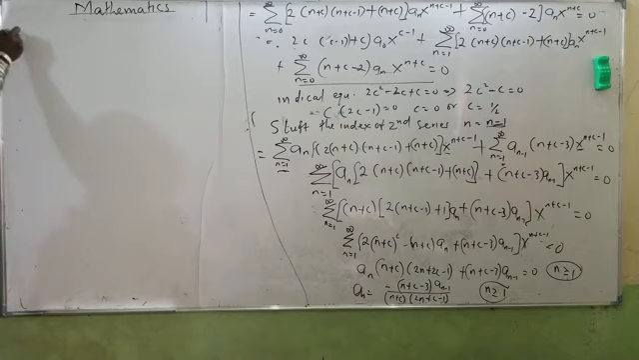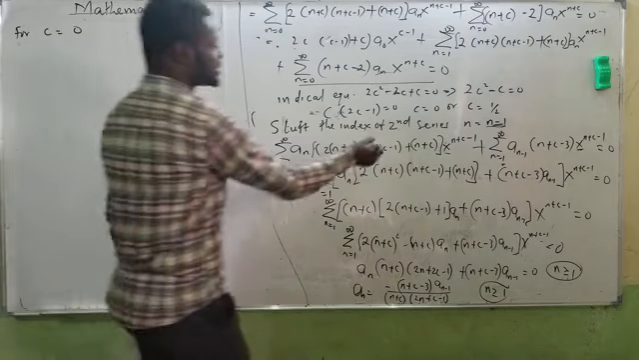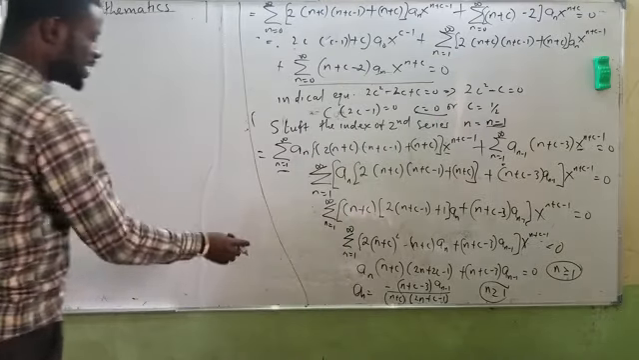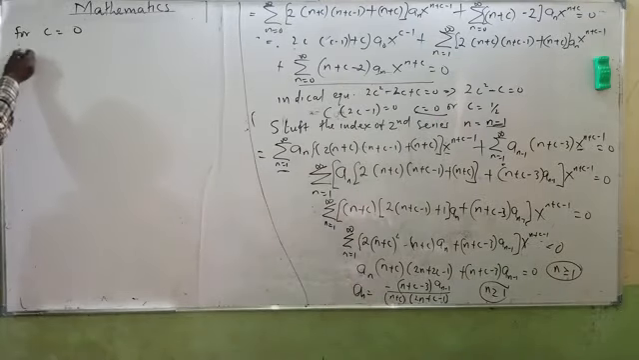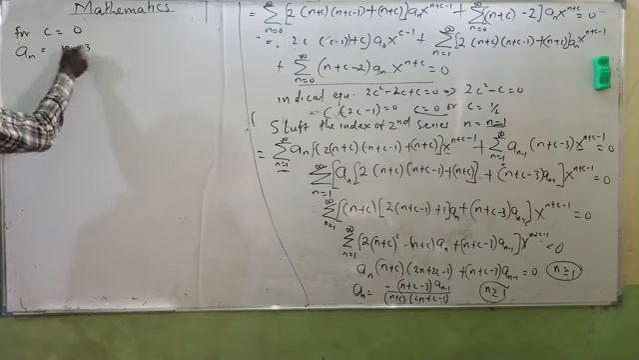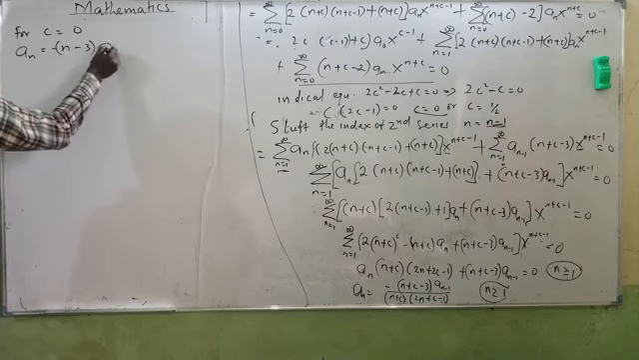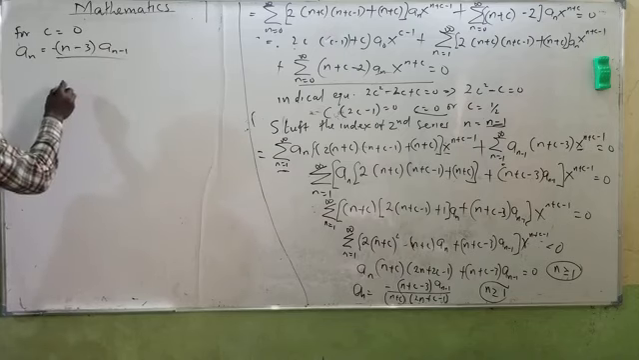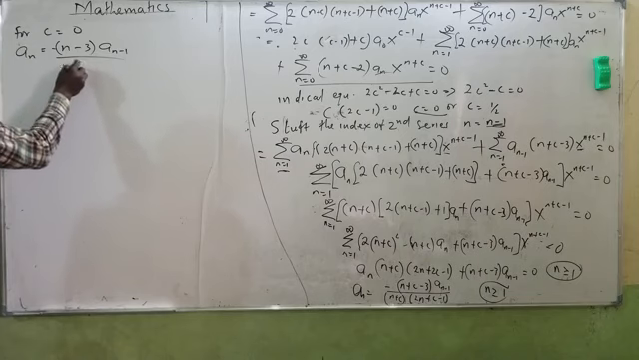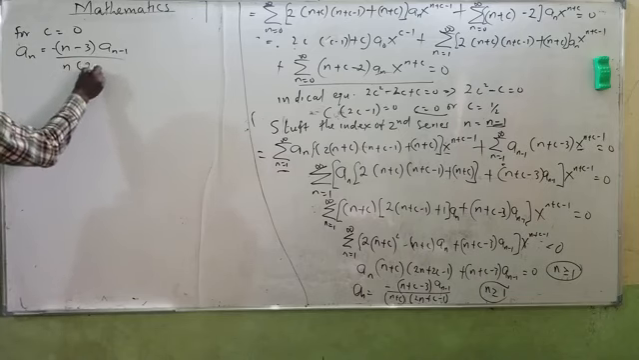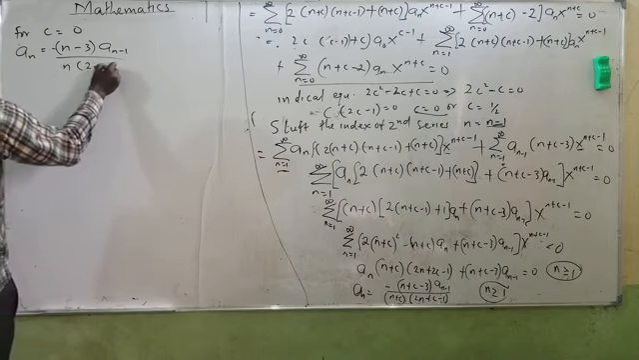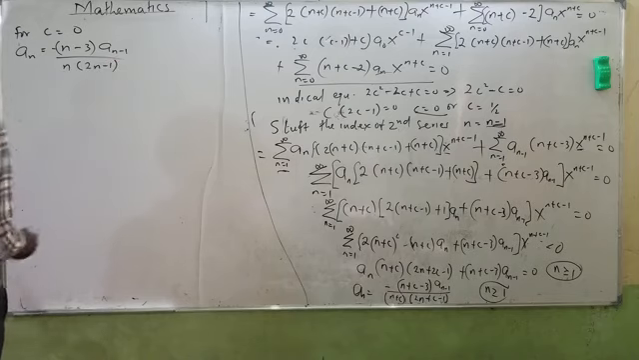Now for c equals to 0, I've established that thing, my c equals to 0. It means anywhere I see c, I'll be having a of n equals to n minus 3, bracket of a of n minus 1 divided by n bracket of 2n minus 1, which is what it will be talking about.